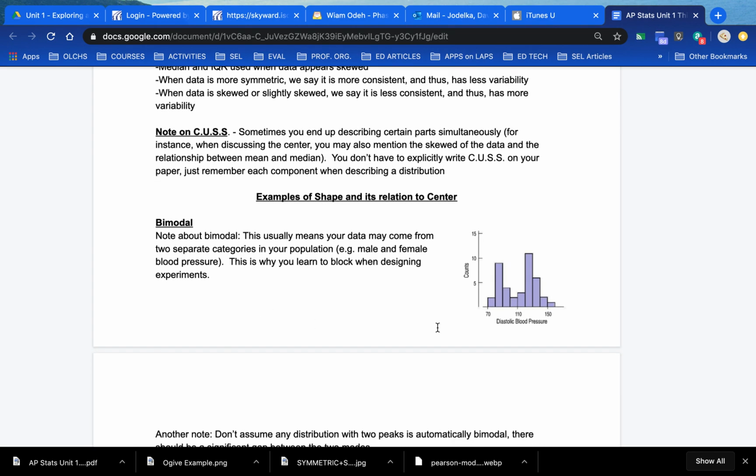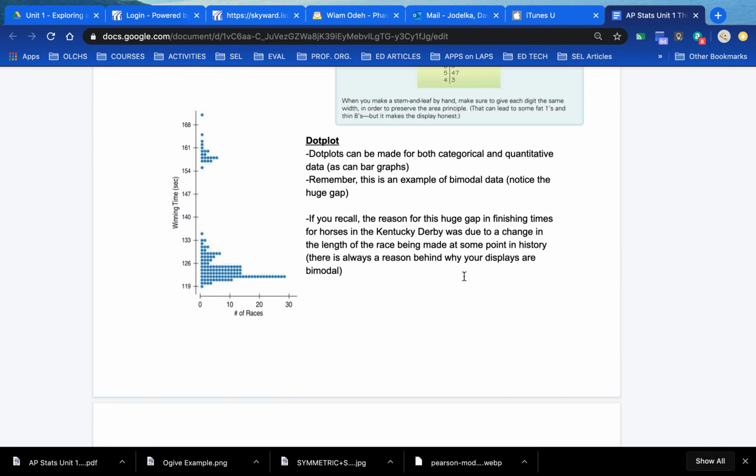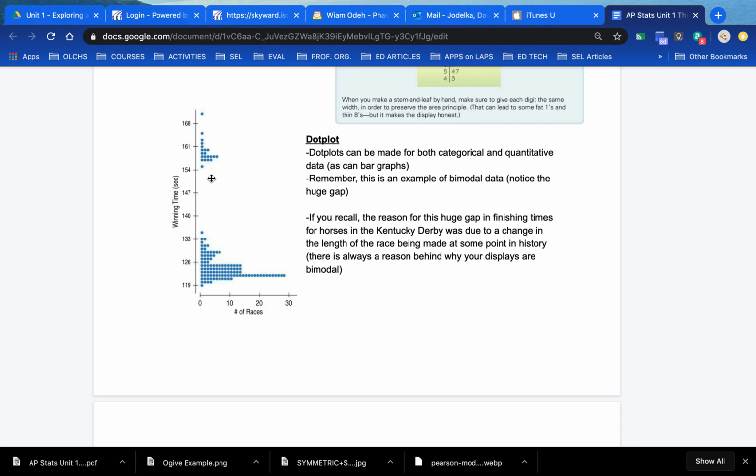Bimodal. Just because you have two peaks doesn't mean you're bimodal. Like you might have a bar here and a bar here. This has at least three here between it. I would say this is bimodal. That's a decent amount of space between these two peaks. Here, with the data from the Kentucky Derby, this is definitely bimodal. You had a chunk here, huge gap, chunk here.